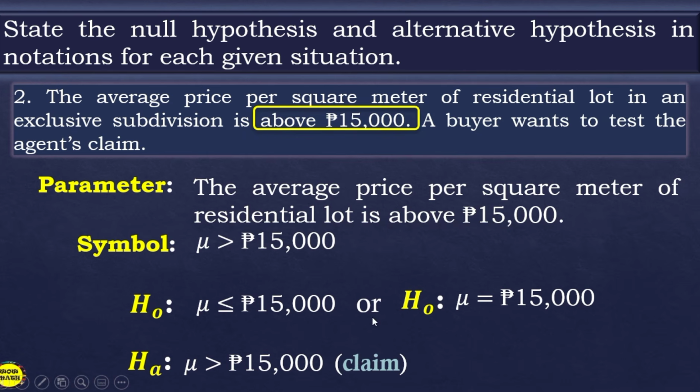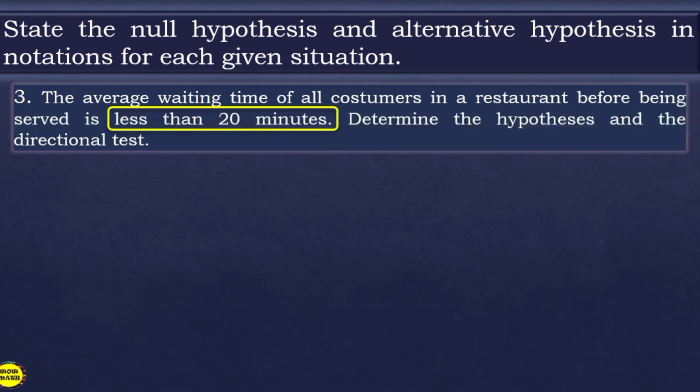Okay. So, again, yung claim natin dito ay under alternative hypothesis. Next. The average waiting time of all customers in a restaurant before being served is less than 20 minutes. Determine the hypothesis and the directional test. So, naka-highlight na yung claim natin dito. Pero ano ba yung parameter natin? So, yung parameter natin dito is yung average waiting time. So, yun yung parameter natin.